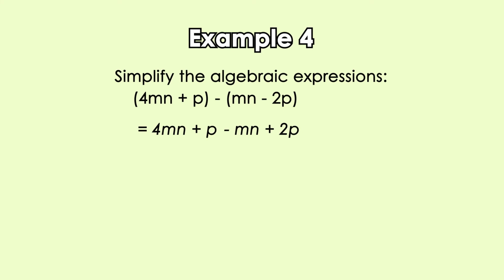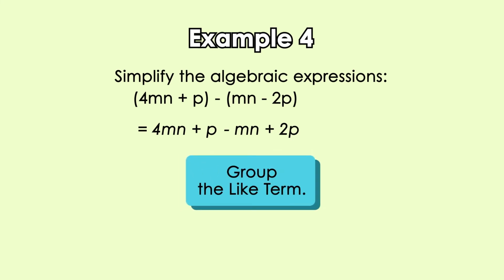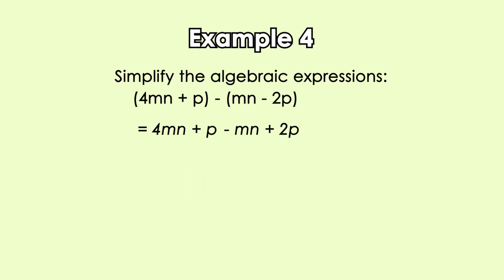Now, boys and girls, let's go back to simplifying the algebraic expressions. Group the like terms. Can you help me to group the like terms in the given expression? That's right. We will group 4mn minus mn and p plus 2p. What should we do next? Yes, now we are going to solve the operations of the like terms.